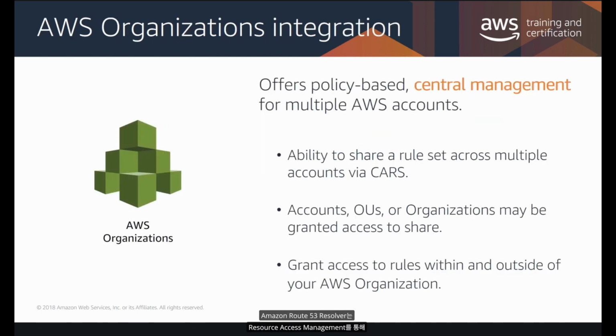Amazon Route 53 Resolver integrates with AWS organizations to provide a unified rule set to be shared across different accounts via resource access management. Route 53 Resolver rules can be placed in a resource share, and a list can be created of accounts, OUs, or AWS organizations which can access those rules. You can grant access to a resource share to accounts both within and outside of your AWS organization. Once the resource share has been created, the set of rules in the resource share will be available for use to the specified list of accounts.